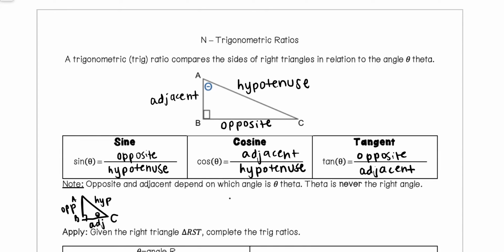One of the ways that we can remember these three ratios is the phrase SOHCAHTOA. It's kind of catchy, SOHCAHTOA. It reminds you of the order. Sine is opposite over hypotenuse, cosine is adjacent over hypotenuse, and tangent is opposite over adjacent. It's just a quick way to remember the order and which ones go with which function.